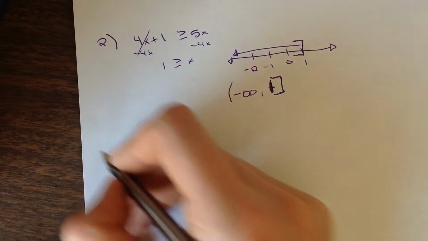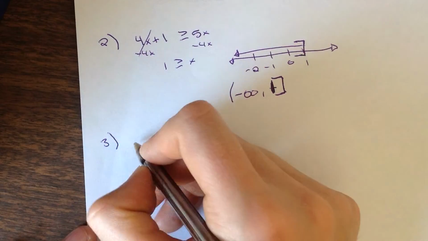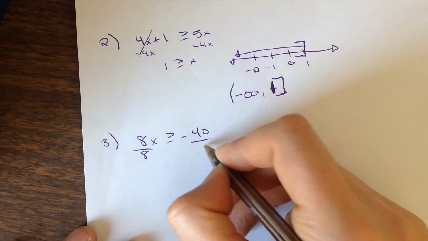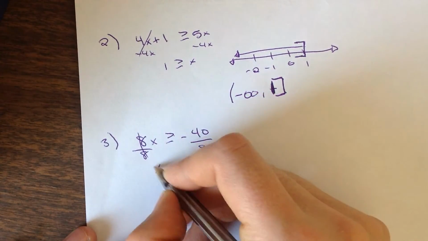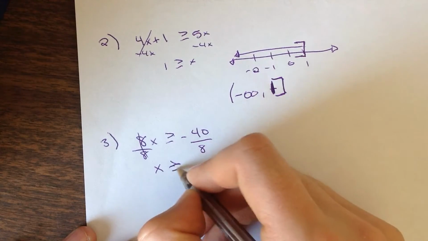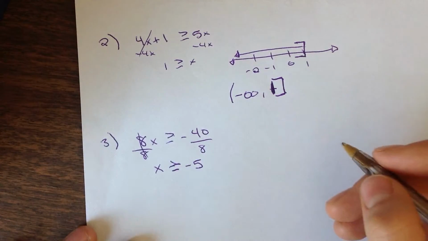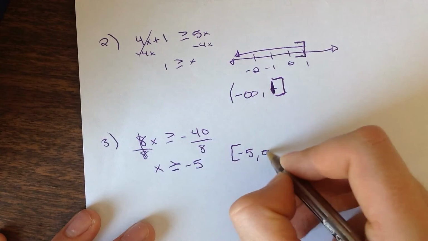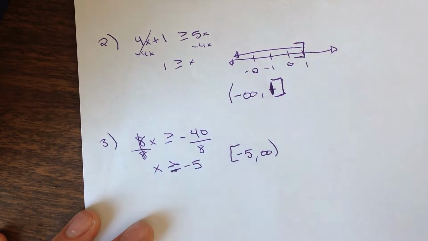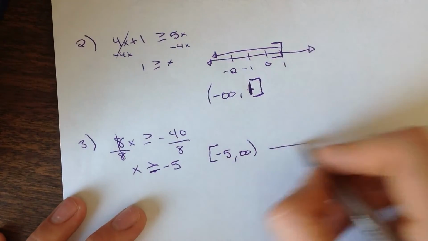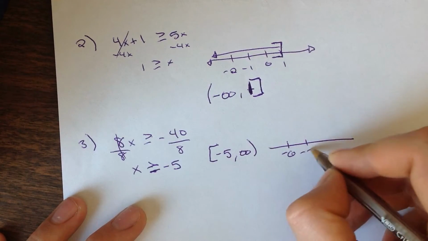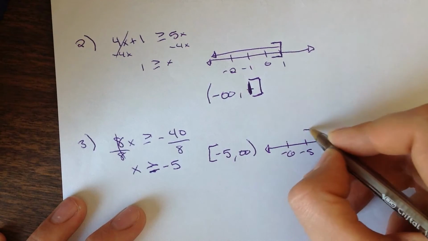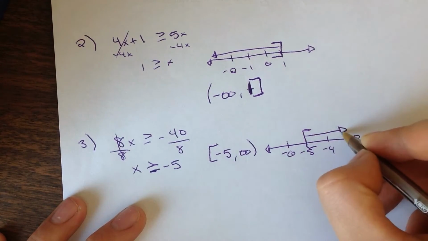So going further, let's say we had 8x is greater than or equal to negative 40. Divide both sides by 8, just like if this were an equal sign, and x has to be greater than or equal to negative 5. We could put this as negative 5 to infinity, hard bracket, because of the equals portion. If we were to put this on a number line, we can draw it to look something like this.